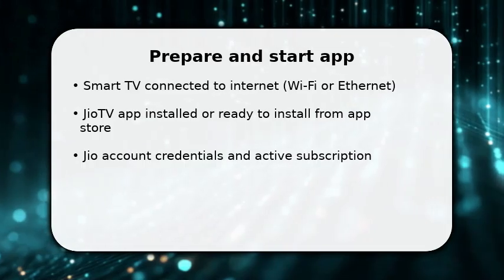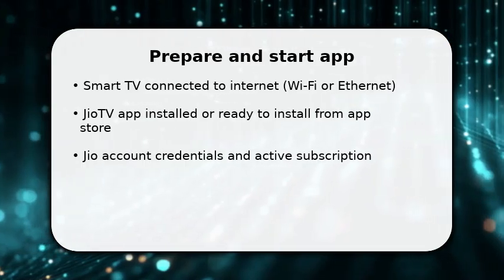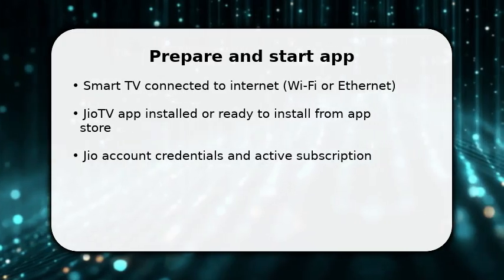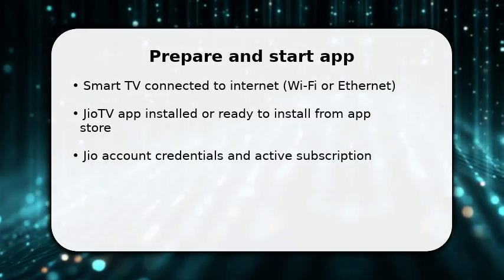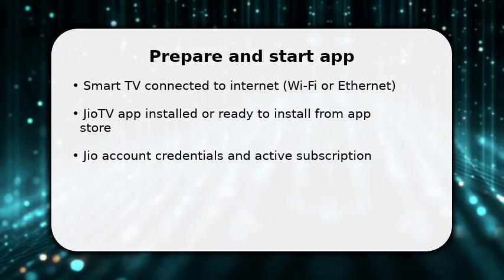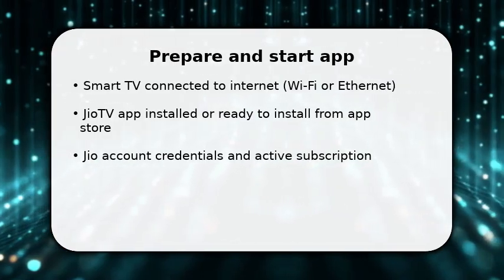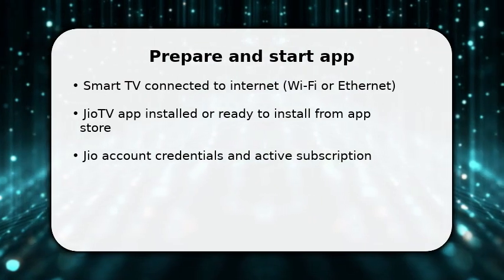Next, open the TV's App Store and search for Jiotv. If it's not pre-installed, install it now. Once done, sign in with your Jio ID and password. Make sure your subscription is active so channels unlock. This step gets you into the app and prepares the TV to stream live content smoothly.